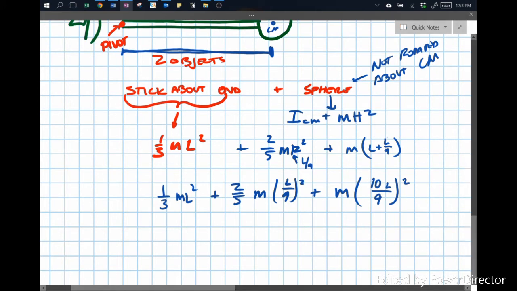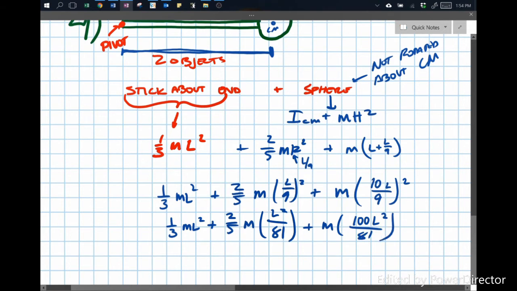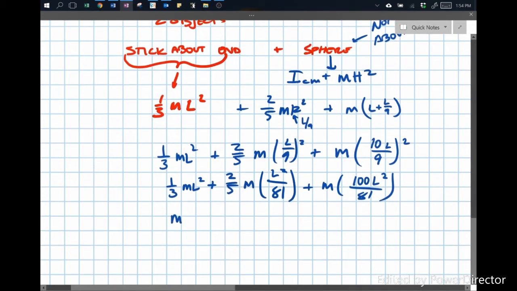Just add them together. So 1/3 ml squared plus 2/5 m times L squared over 81. We have to square both terms inside of the parentheses, plus m times 100L squared over 81. And so we can pull ml squared out of there. 1/3 plus 2/5 times 1 over 81.